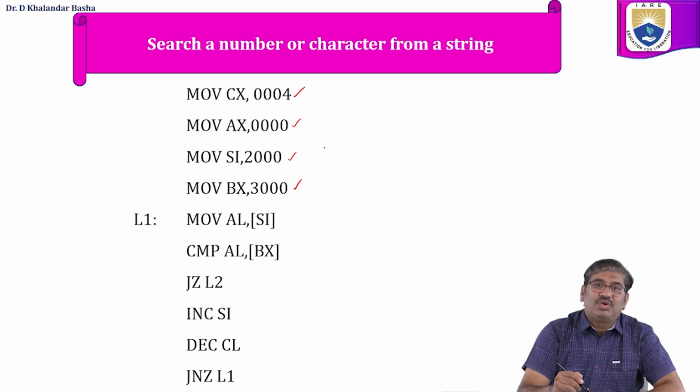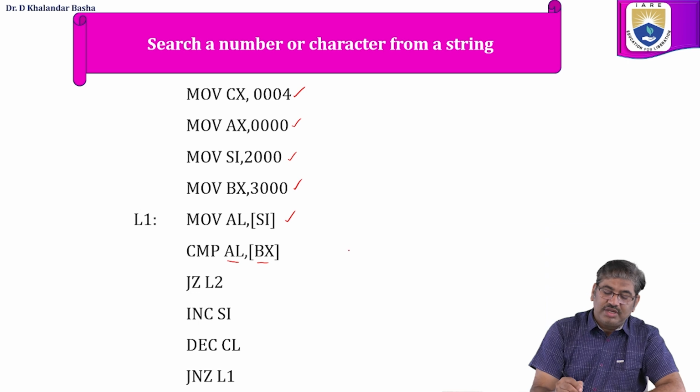The pattern which we want to search is loaded into the BX register by using the instruction MOV BX, 3000H. The source data will be copied into the AL register by using MOV AL, [SI]. This AL data, which is the source string, will be compared with the pattern existing at location 3000H by using CMP AL, [BX].